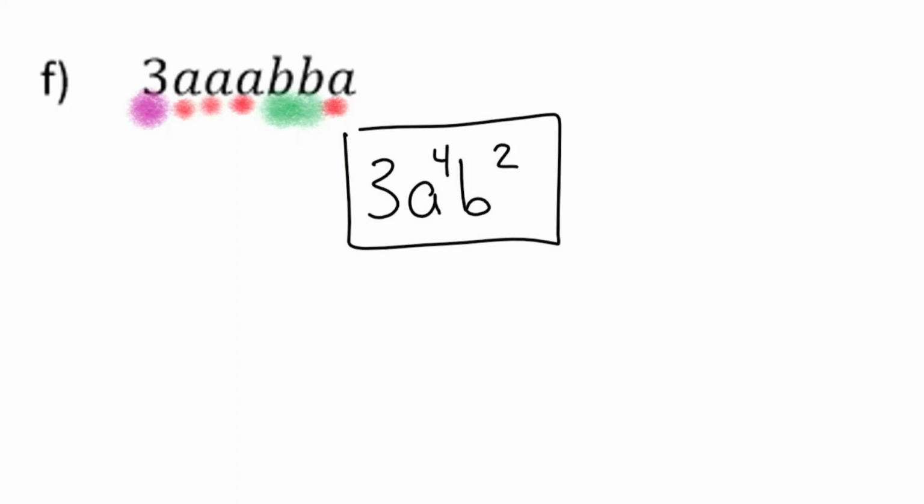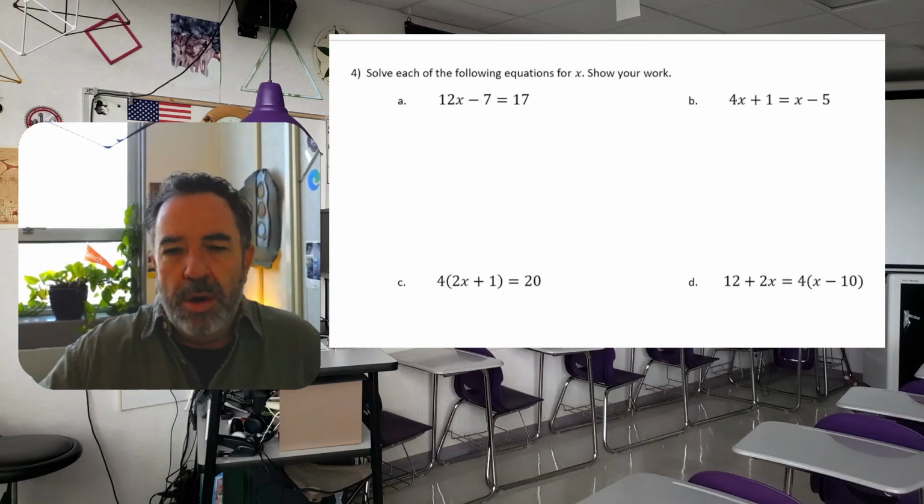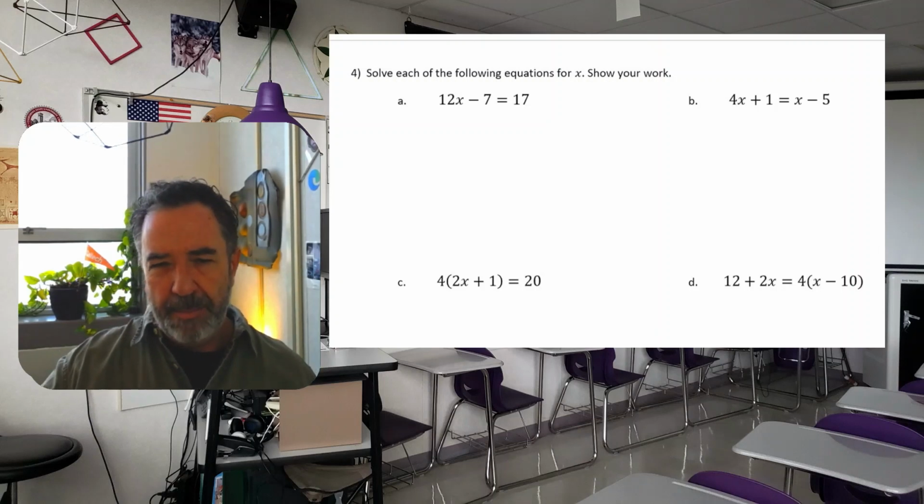All right, let's move on to our third page. For our third page, there are 2 parts, question 4 and question 5. And for 4, we're asked to solve 4 linear equations.